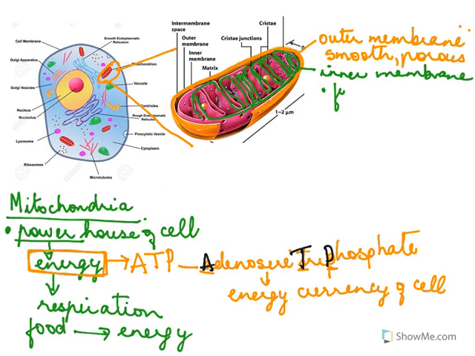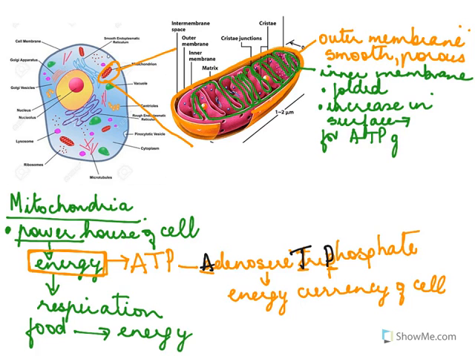And it is folded. Now, why is it folded? Because it is folded, there's an increase in surface area. There's a large surface. And because the surface area increases, there is more place for chemical reactions to take place. All these respiration reactions that take place, larger surface area, more reactions can take place, more energy can be produced. So, increase in surface area for ATP generating reactions.